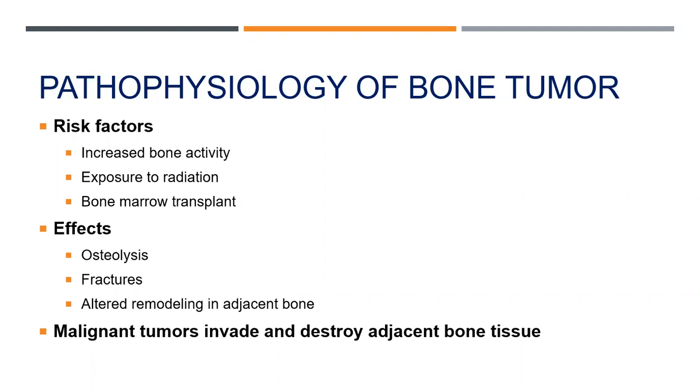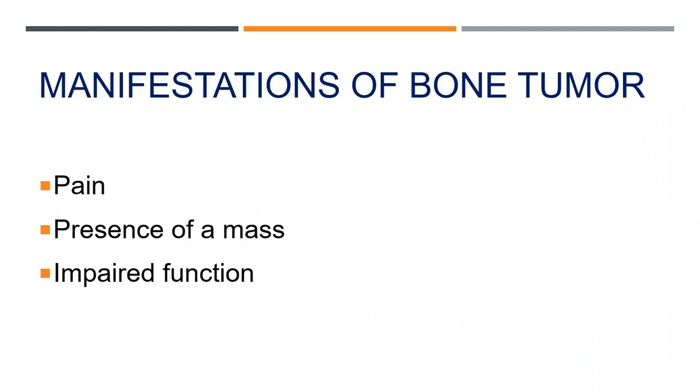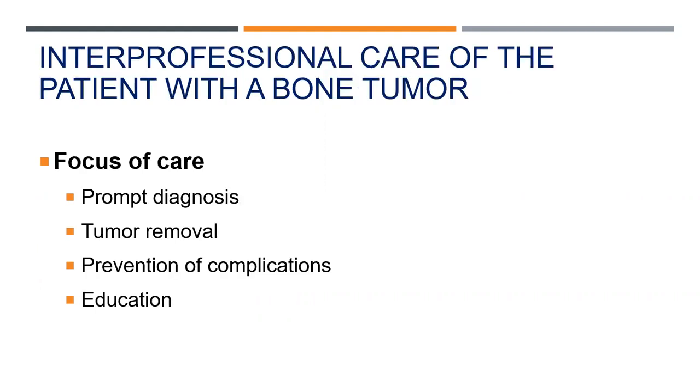Now, these bone tumors cause weakening within the bone, so it makes complete sense that we will end up with fractures in bones that are affected by tumors. Malignant tumors, these are our invaders. They're going to go in, invade, and destroy other bone tissue. Manifestations of a bone tumor: bone pain. It is an awful type of pain. You may see a mass on x-ray. You may be able to feel a mass, and there is impaired function of that bone.